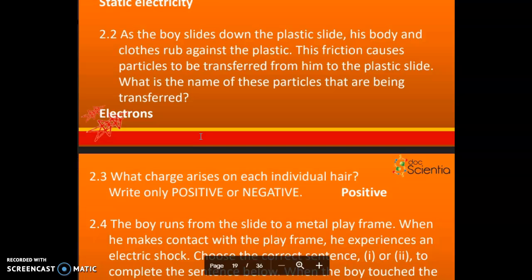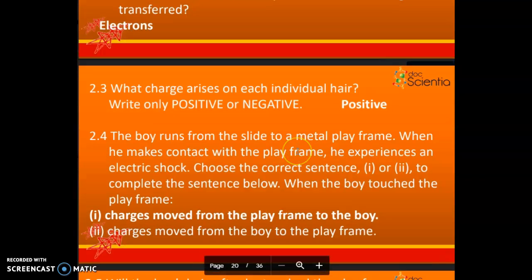2.2. As the boy slides down the plastic slide, his body and clothes rub against the plastic. This friction causes particles to be transferred from him to the plastic slide. What is the name of these particles that are being transferred? Yes, the electrons. The electrons can move around because they are not in the nucleus. 2.3. What charge arises on each individual hair? Write only positive or negative.